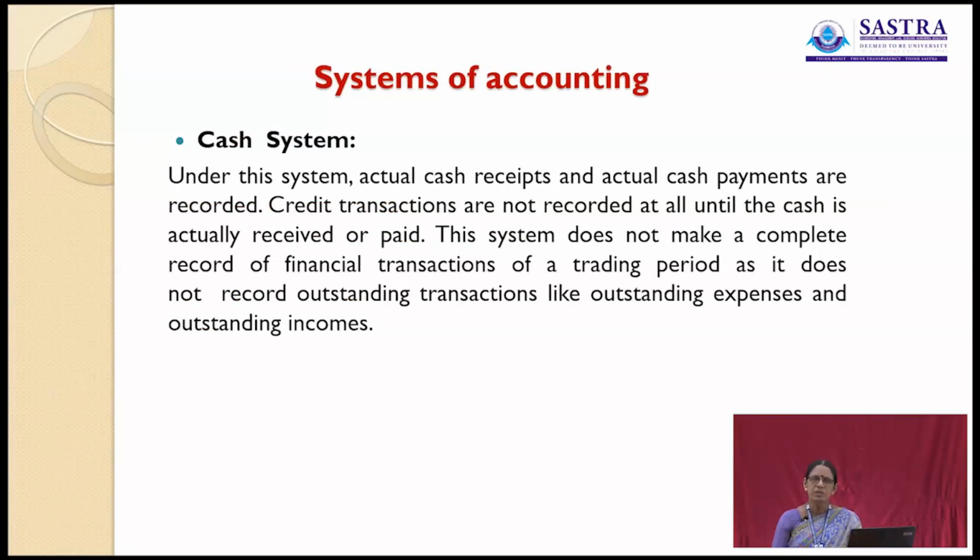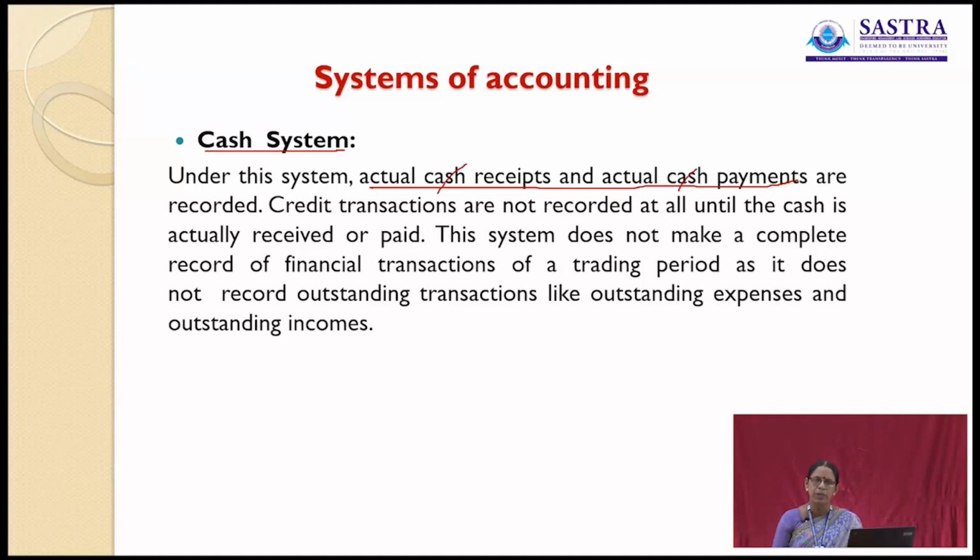Now we shall see the various systems of accounting. The first comes the cash system. When we say cash system, the accounting records will record whatever cash is received and whatever cash is paid, irrespective of your outstanding incomes, outstanding expenses, income received in advance, and your prepaid expenses. Now, under this system, actual cash receipts and actual cash payments are recorded and credit transactions are not recorded.